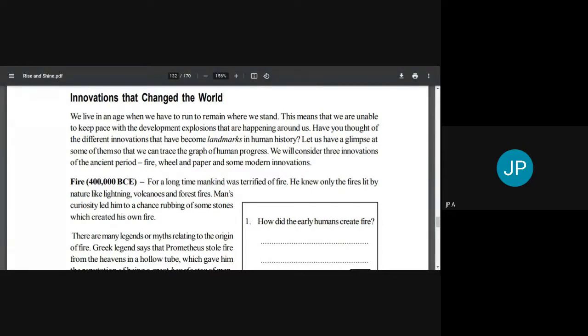Bhavana, please read that first paragraph.